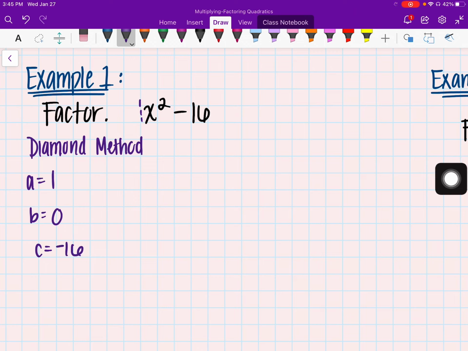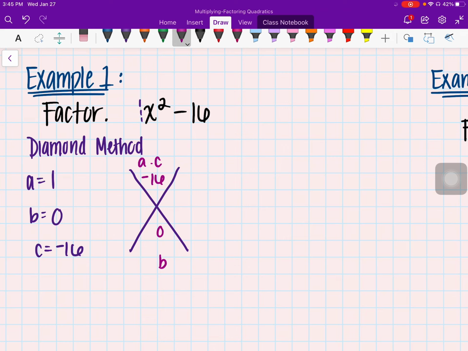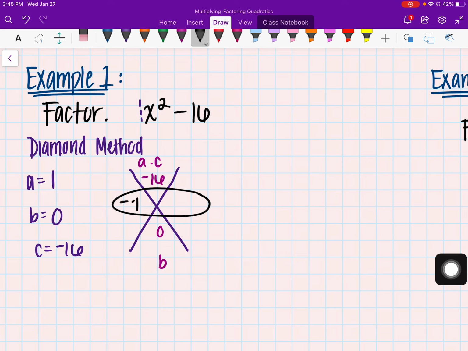So in this case, let's go ahead and build our diamond. I'm going to draw out my x. Above our diamond, we have A times C, and on the bottom, we have B. A times C in this case is going to give us negative 16, and B is going to give us a 0. So our goal, guys, is to find two factors that multiply to negative 16 but add up to 0. And the ones that would work for us would be negative 4 and a positive 4.